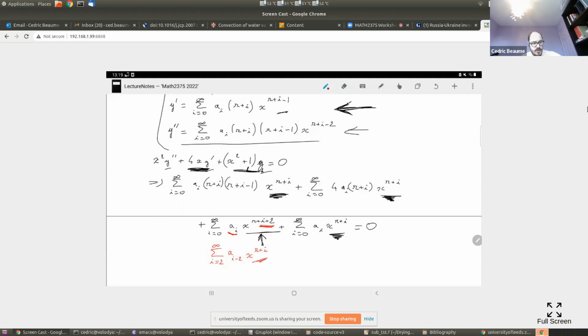And that means that I need to be careful about the index that is coming with the a_i, and I need to turn it into a_(i minus 2) so that the first term in that series is still a0. Okay, does that make sense? If you have any questions, please let me know. Please interrupt me. I would like to be interrupted if there's something that isn't clear.